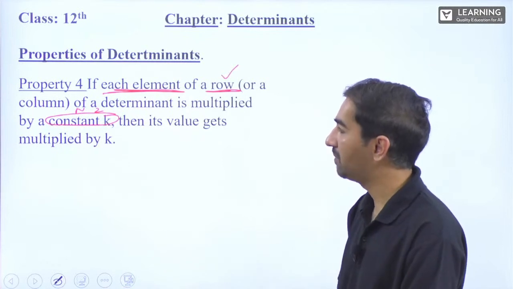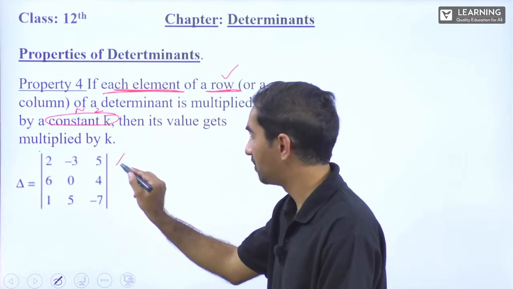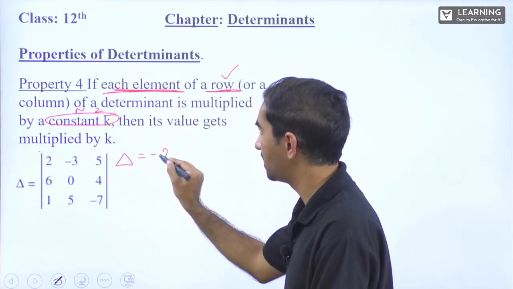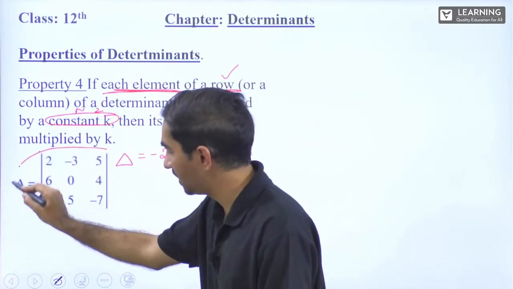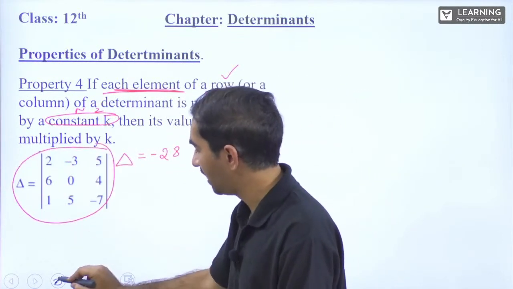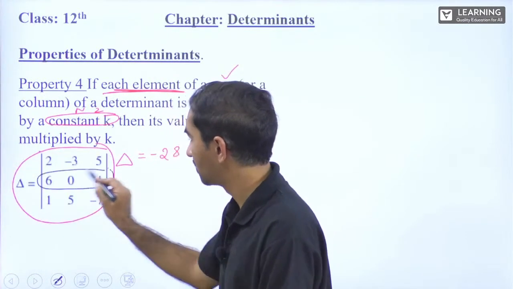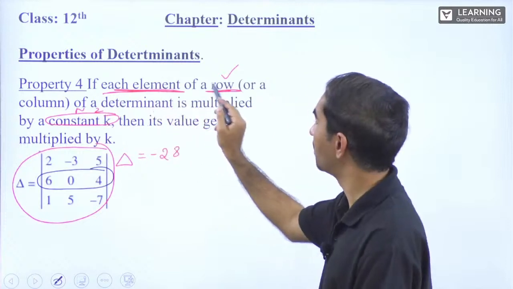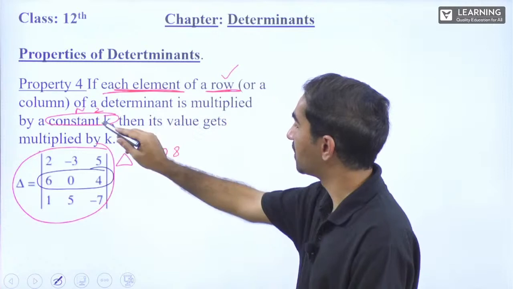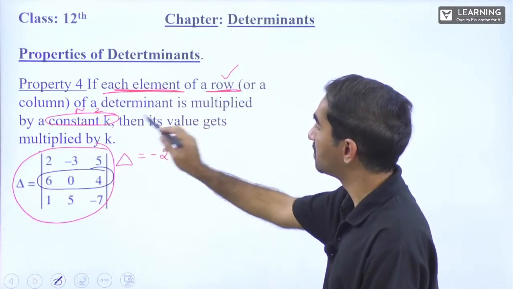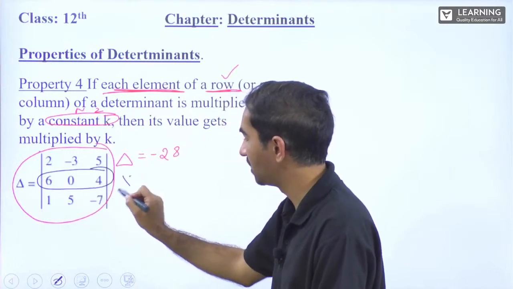So for example, we'll have the same example whatever we took in property 1. So we know the value of the determinant will be equal to how much? Minus 28. Now what we'll do here, students, we will take this determinant, and in this determinant we will consider any one row. So let us consider this row. Read this again. If each element of a row, so we are considering which row? Second row. Each element of a row of a determinant is multiplied by a constant k. So this row we will multiply with the constant 2.